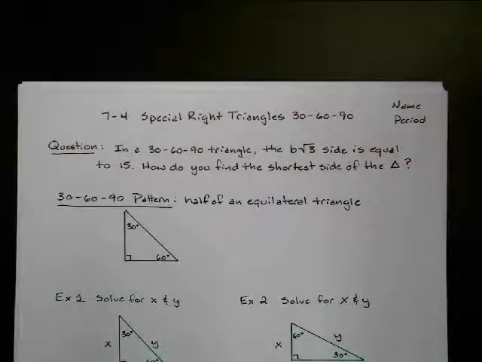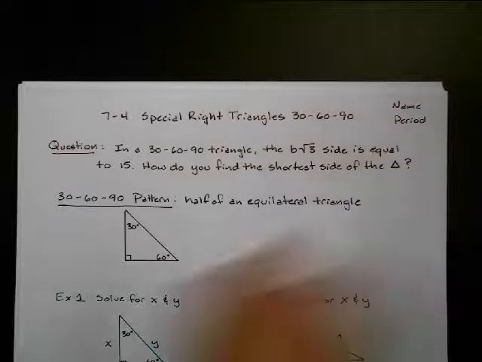All right, here we go. We've got 7-4, special right triangles. This time we're going to do 30, 60, 90 triangles. Make sure you put your name and your period on your paper.